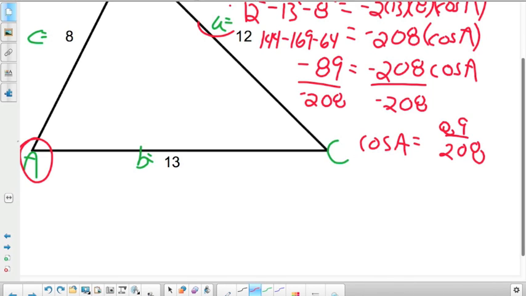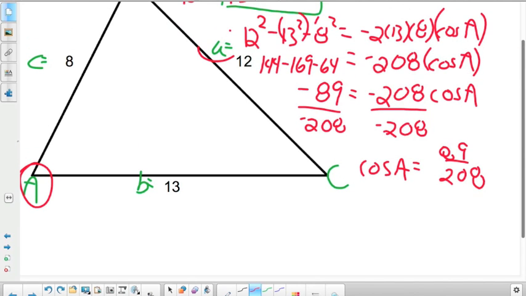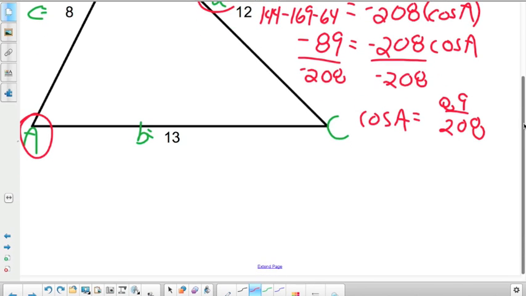How come it's negative 13 squared, negative 8 squared, and it's also just positive? Because I'm squaring. Treat it like there are brackets here, each of those are brackets. So I got rid of my negative signs because negative divided by negative gives me positive. So A is just the cos inverse of 89 over 208.